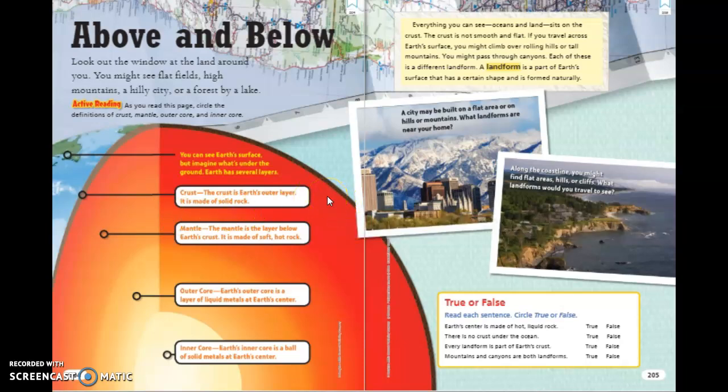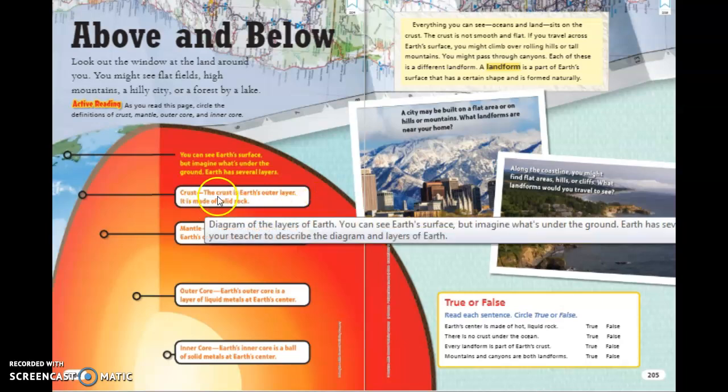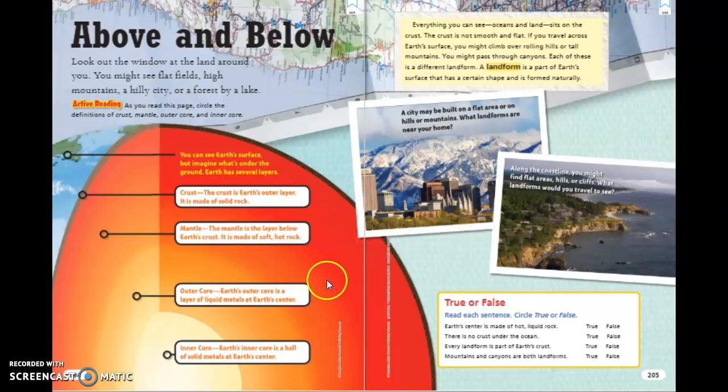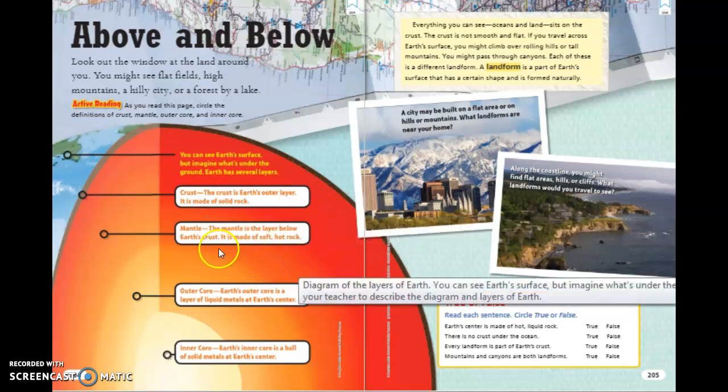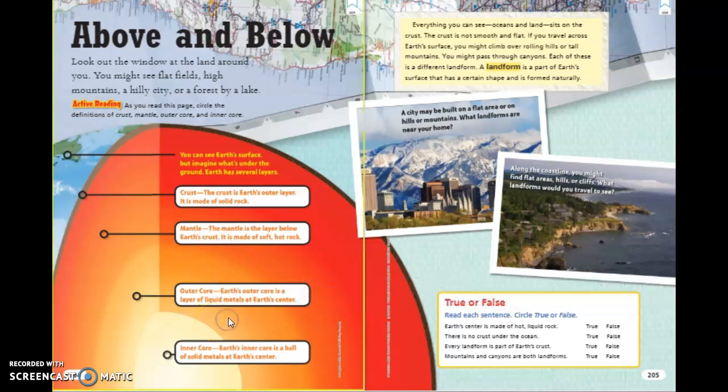Let's go to the crust. You should have circled this sentence. The crust is Earth's outer layer. The second one is the mantle. You should have circled this. The mantle is the layer below Earth's crust. The third layer is the outer core. You should have circled, Earth's outer core is a layer of liquid metals at Earth's center. And the fourth one is inner core. You should have circled, Earth's inner core is a ball of solid metals at Earth's center.